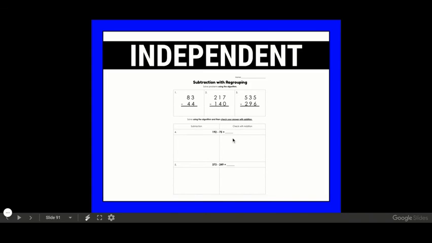But then over here on this side, you're going to check your answer with an addition problem. So make sure you do subtraction, and then addition, subtraction, and then addition. And you're just checking your answer with those. When you finish, turn it in.